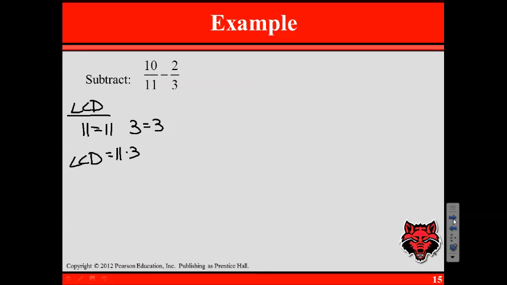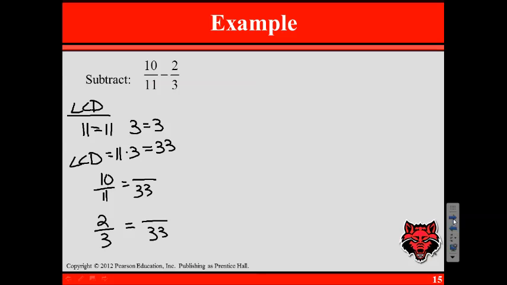And if you remember the trick from the first video, if each of your numbers are prime, we can just multiply those prime numbers together. So we multiply 11 times 3, the least common denominator is 33. Just like the last problem, we need to write equivalent fractions with a denominator of 33. So let's set up each of those equations and determine what to multiply numerator and denominator for each of these fractions in question.